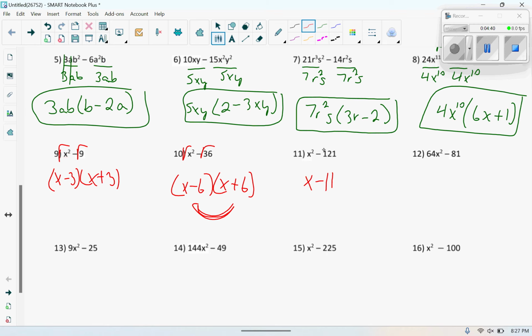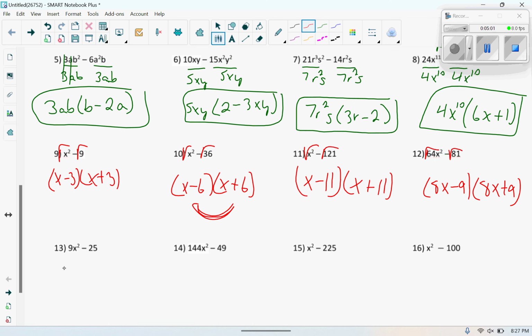Number 11, I'm going to take the square root of 121. That's 11, so it's going to be x minus 11, x plus 11. And number 12, look at that. I can take the square root of that. That's 8x, and the square root of that is 9. So 8x minus 9, 8x plus 9. Let's go down here.